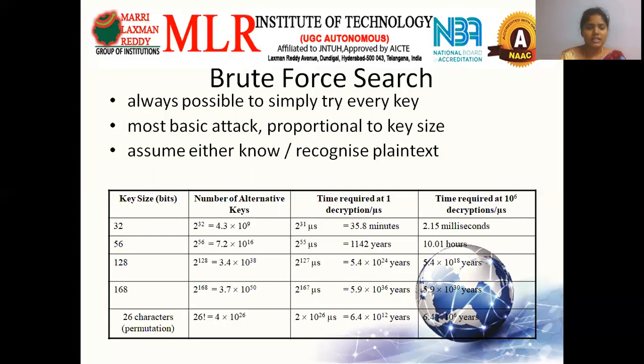Here you can see if the key size is 32 bits, then 2 power 32 is 4.3 into 10 power 9 alternative keys, and the time required at 1 decryption per microsecond, 2 power 31 microseconds, is equal to 35.8 minutes. This is just an idea of how much time the attacker needs, and also the time required at 10 power 6 decryptions per microsecond. This is the table showing, for each key size in bits, how many alternative keys the attacker is going to have.